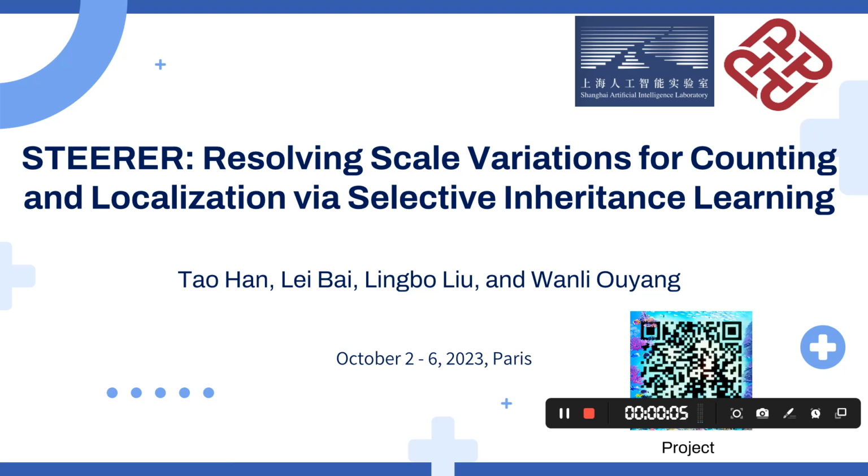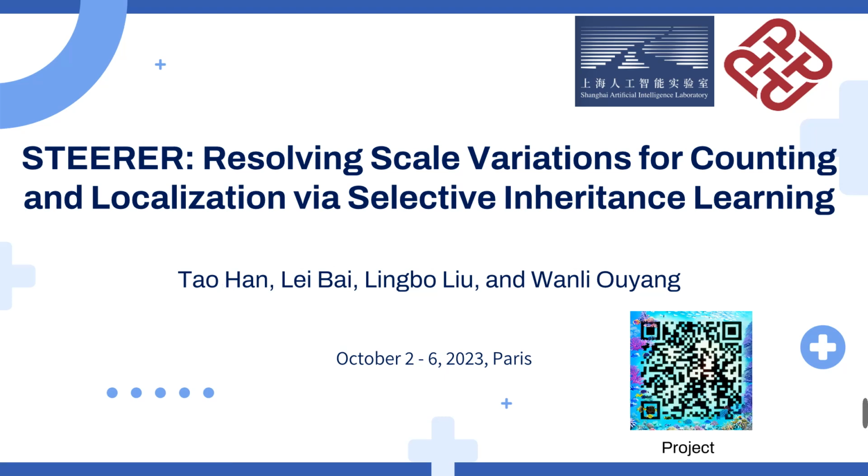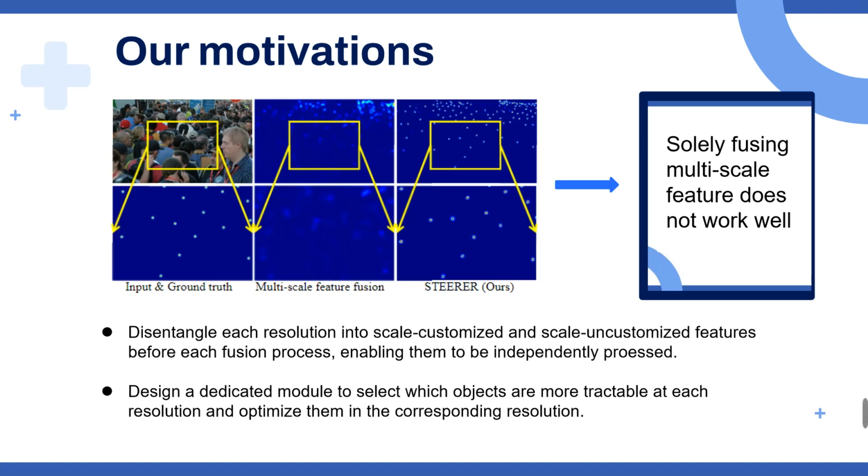I'm going to present our research on addressing the scale variations issue for object counting and localization with the proposed selective inheritance learning. Scale variation is a challenging issue that widely exists in computer vision tasks. Our solution is based on two motivations.